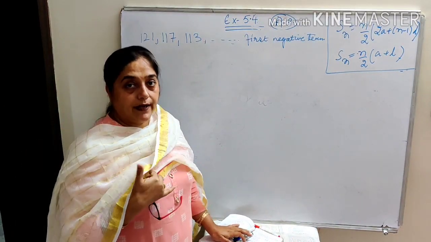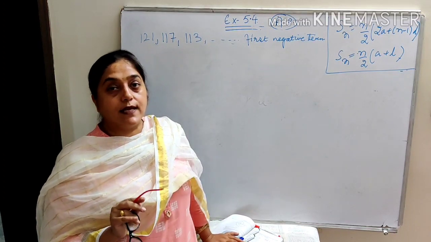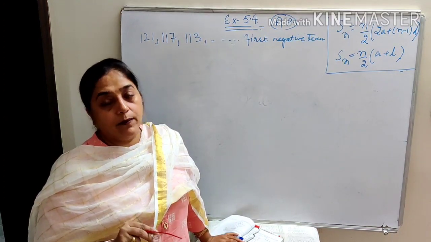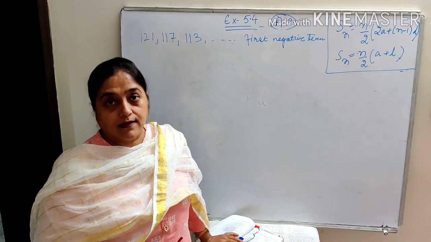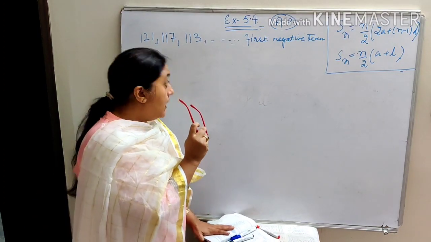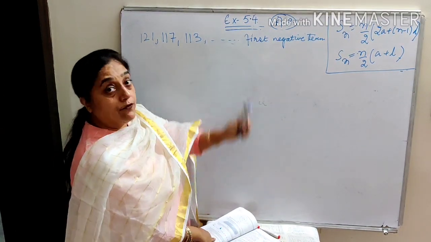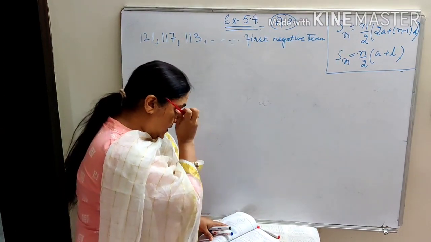Now question number 18, 19 and 20 of exercise 5.3 that you will be trying on your own, and then I will be discussing in Friday's class. 18, 19 and 20. Now I am starting with 5.4. I have written 5.4. I am taking up the first question.